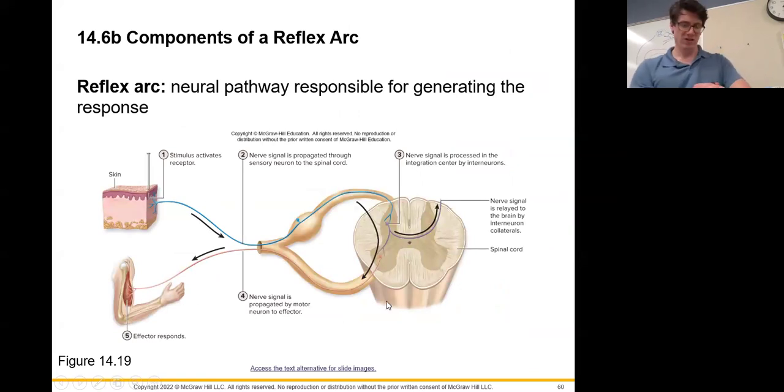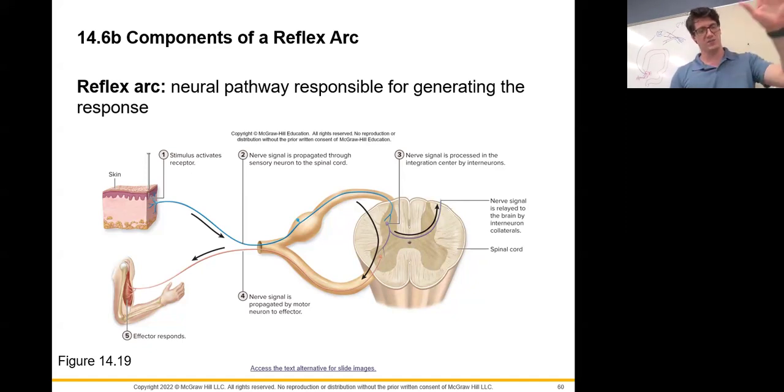Okay, now all of this is here once again so that we can get nervous input to the brain and so that we can get nervous output from the brain telling our effectors what to do. Okay. But sometimes we don't need to always bother the brain.